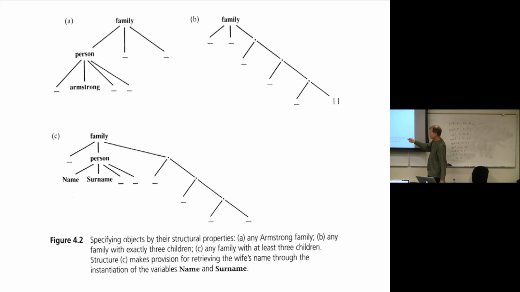whose wife has what? Name. This is a variable now. Capital N name, and capital S surname. So this will match. Oh, but also, I guess also 3. Is this also 3 children? Yeah. So it'll give the name of a mother with 3 children.